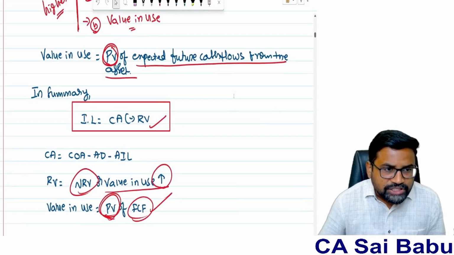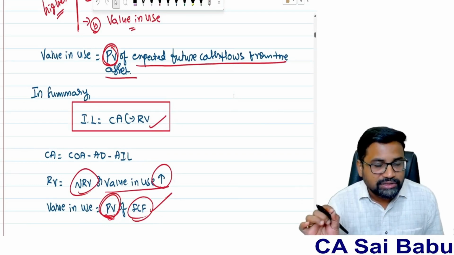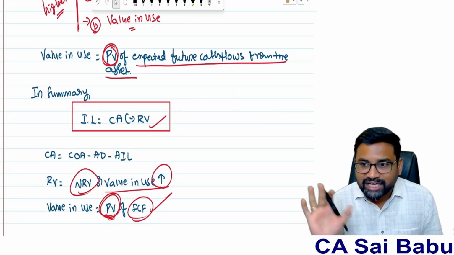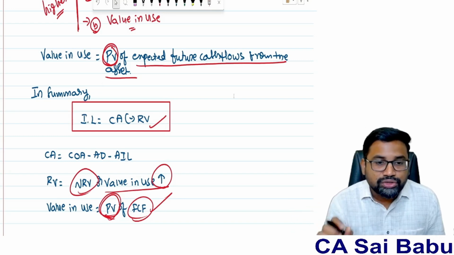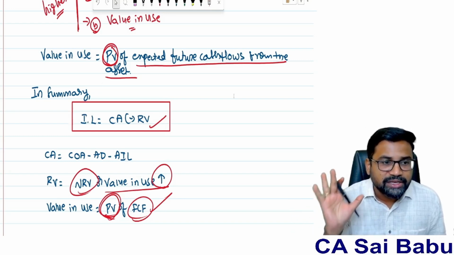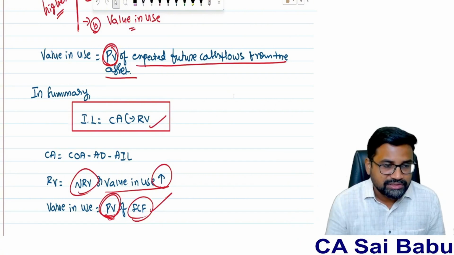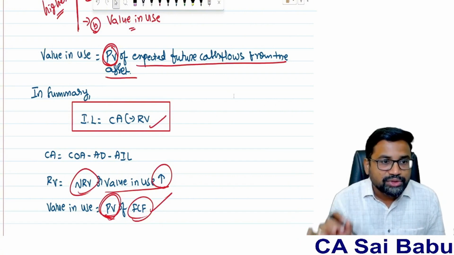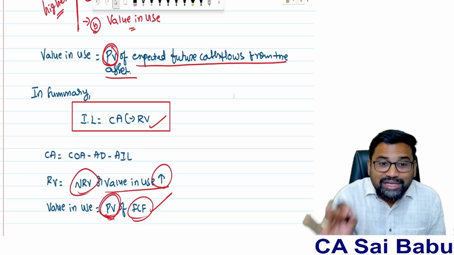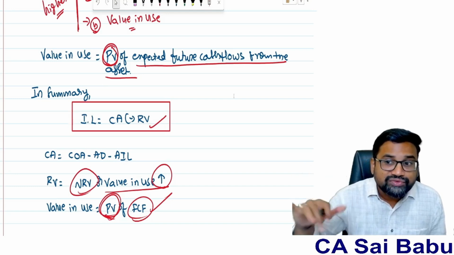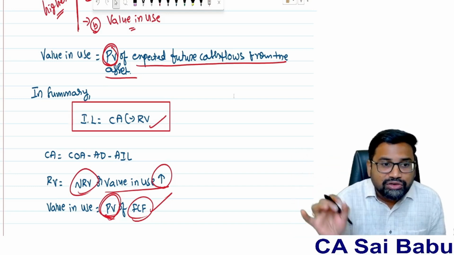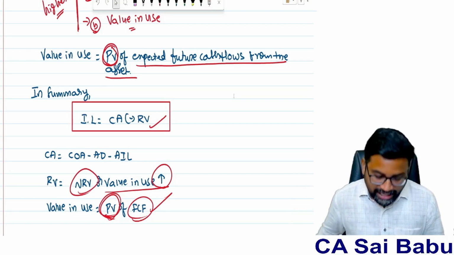Okay. So therefore, in summary, impairment loss is equal to carrying amount minus recoverable value. Carrying amount is equal to cost of the asset minus accumulated depreciation minus accumulated impairment loss. Recoverable value is equal to NRV, nothing but the fair value less cost of disposal, or value in use, whichever is higher. Value in use is equal to the present value of the future cash flows.